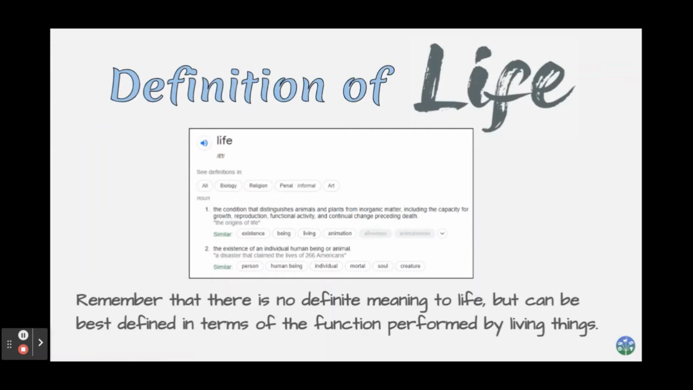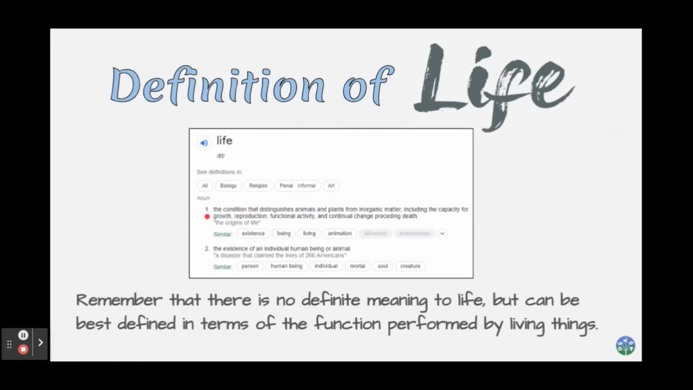So this is the definition of life. I searched on the internet, and this is what I saw when I searched definition of life. It said the condition that distinguishes animals and plants from inorganic matter, including the capacity of growth, reproduction, functional activity, and continual change preceding death. And the second thing says the existence of an individual human being or animal. This is not as specific. I mean, it's not as generalized, because it can also be plants, bacteria, archaebacteria. So this is not a very good definition.